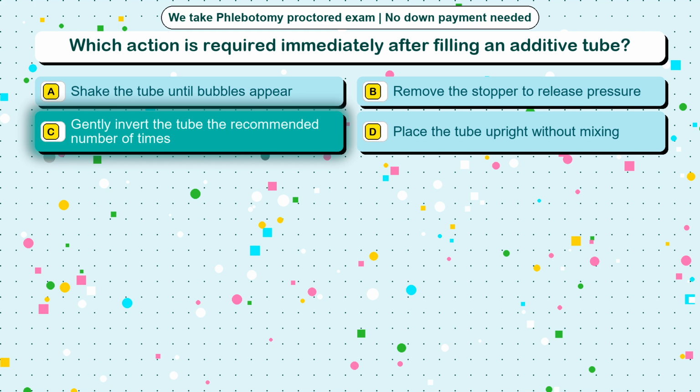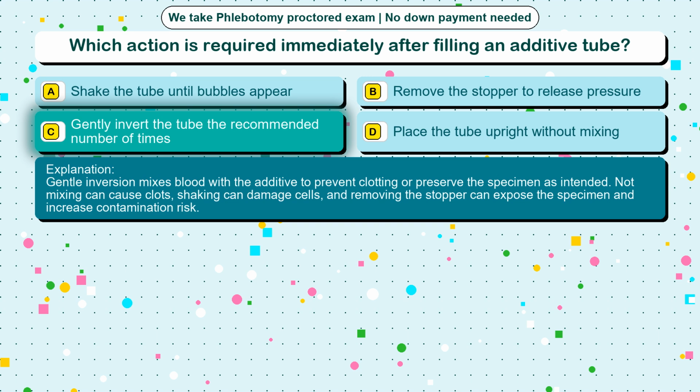The correct answer is option C. Gently invert the tube the recommended number of times. Gentle inversion mixes blood with the additive to prevent clotting or preserve the specimen as intended. Not mixing can cause clots, shaking can damage cells, and removing the stopper can expose the specimen and increase contamination risk.